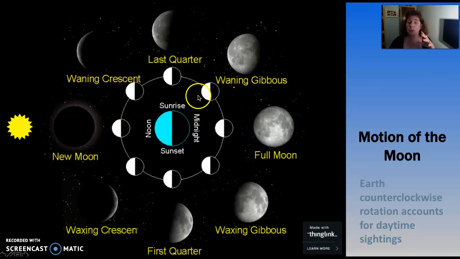Waning gibbous moons look like the other side. They show up before sunrise. Last quarter moons show up at sunrise. Waning crescent shows up in the middle of the morning.